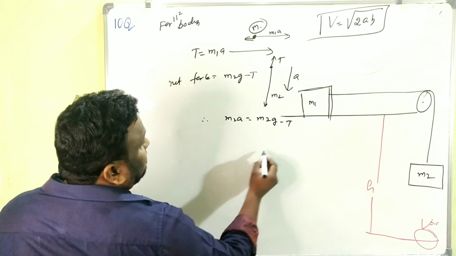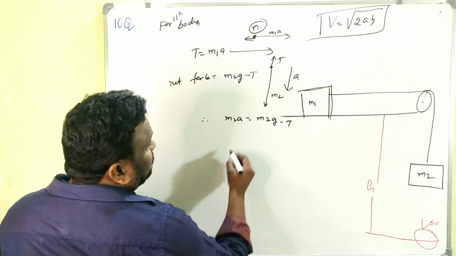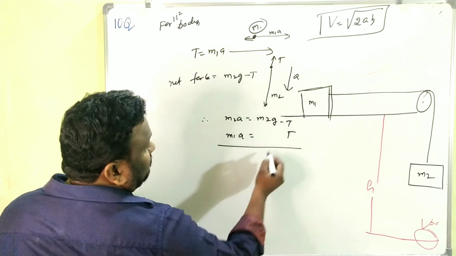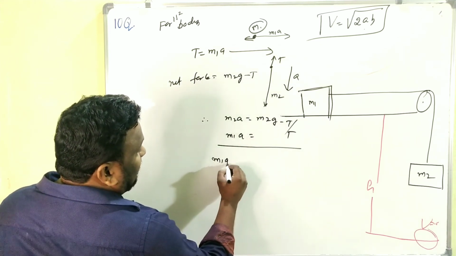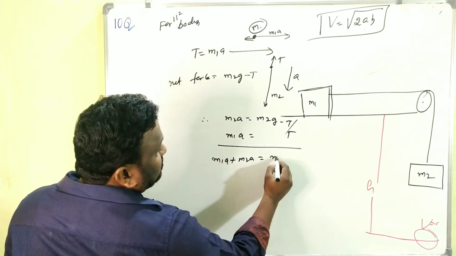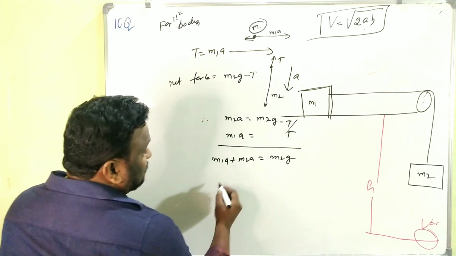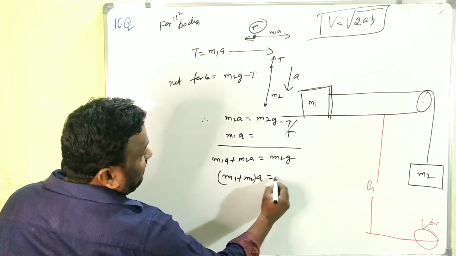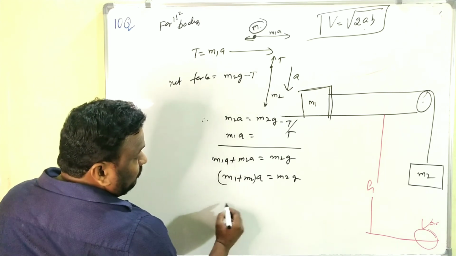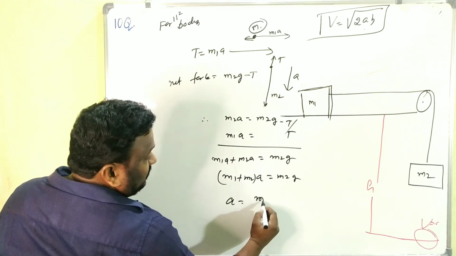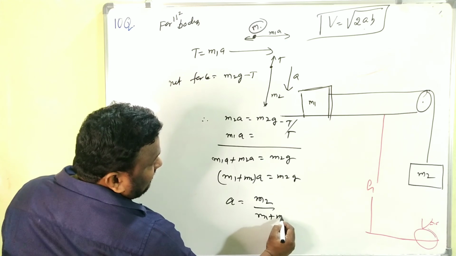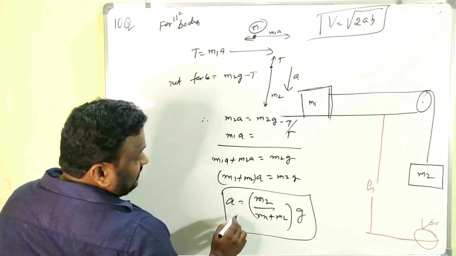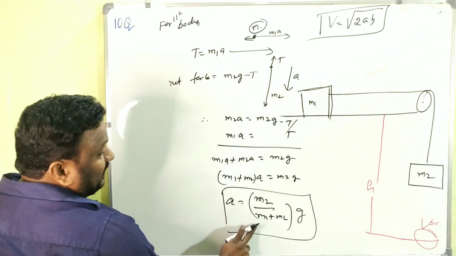And what is the first equation? T is equal to m1a. So we have to add them, the tension cancels. What do you get? M1a plus M2a is equal to M2g. Here M1 plus M2 into a is common, and this is M2g. Then a is equal to M2 by M1 plus M2 into g. This is the value of a.